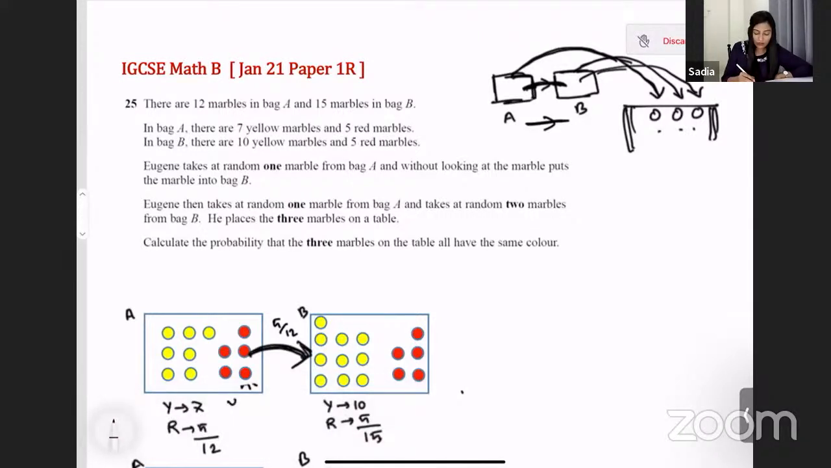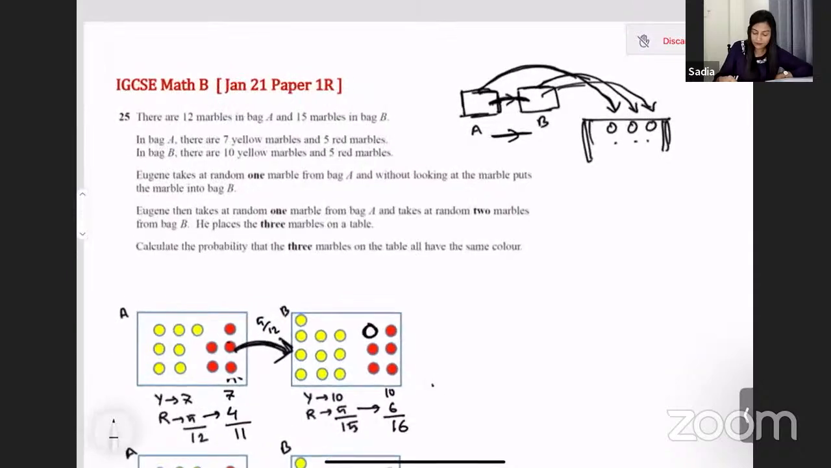Now in this bag, we have 7 yellow marbles, but the red has decreased by 1, right? So we have 4 red marbles. In total, you have 11 marbles. And if you shift one red marble here, in that case, we will have one extra red marble. So yellow will be 10, but red will increase. So in total, we have 16 marbles in this bag B. So now we will just start solving this math.